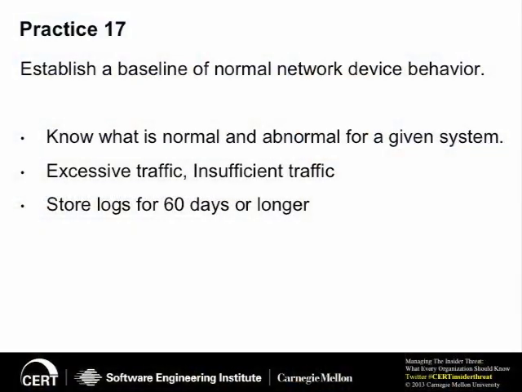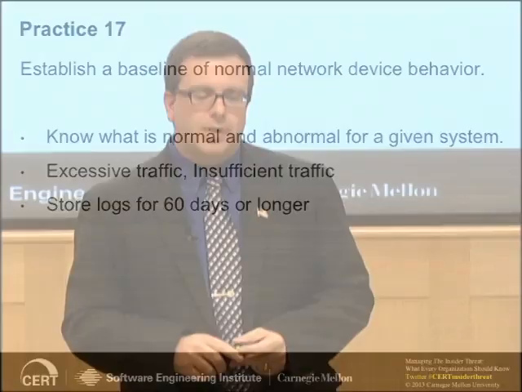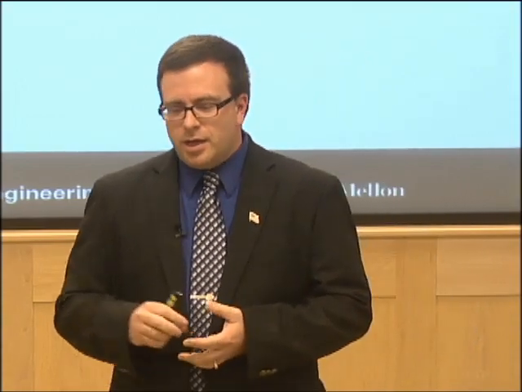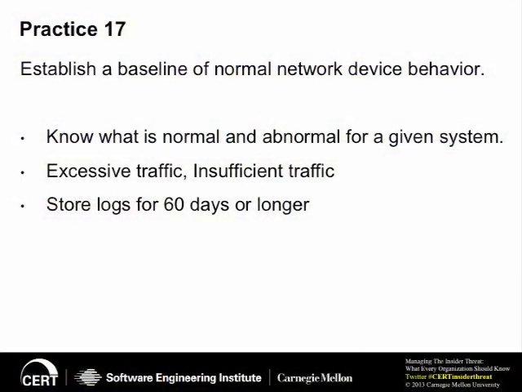Number 17 is establish a baseline of normal network device behavior. This also gets back to knowing your assets. Does a server communicate with what set of workstations, and what is that expected traffic? Or is the server expected to be transmitting, like doing a database replication at a certain hour, but it's not? Are you able to detect these things? Do you know what your normal device behavior is? And if you do, can you alert on anomalies?